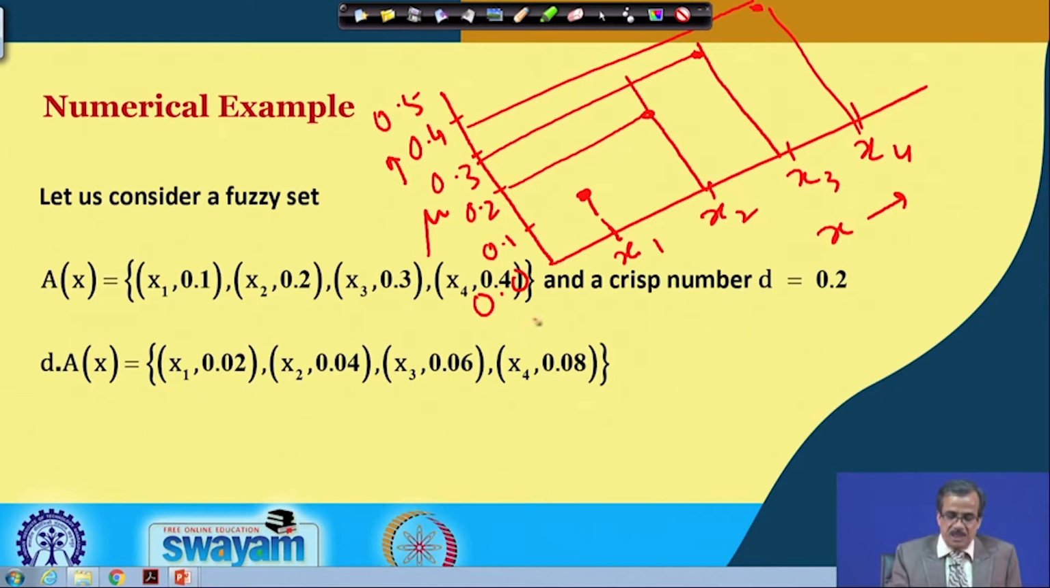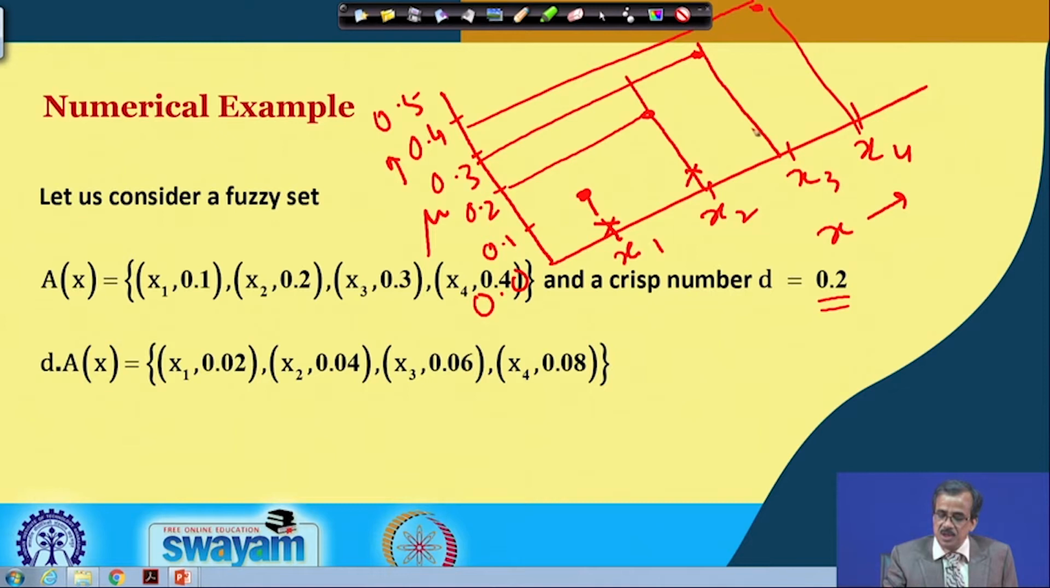Now, if I just multiply by d, where d is equal to 0.2, corresponding to x1 I will be getting 0.02, so I am here. Then corresponding to x2, I will be getting 0.04, so I am here.